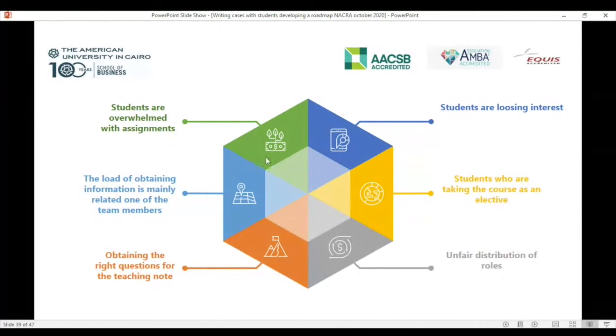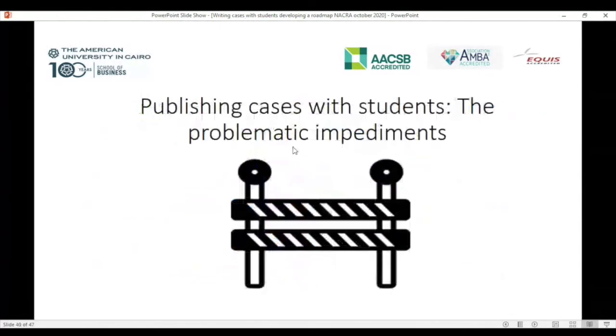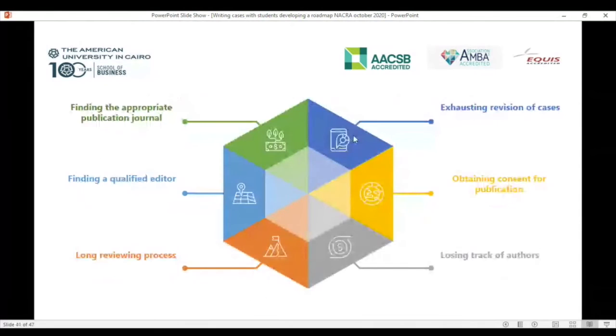I'm saying this because mainly these exercises are presented to graduating seniors, which means that they need a lot of time and they are always concerned about the grades. There are some problems with publishing cases, one of which is exhausting revision exercises and revision of cases, which takes a lot of time. For example, the winning case took us around a year and a half in order to publish, and then another 6 months in order to get the award.